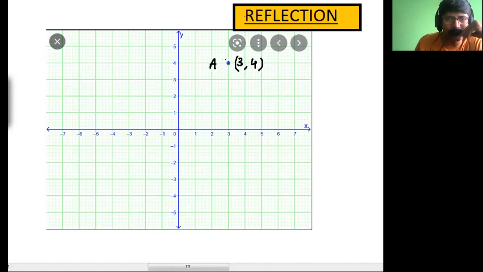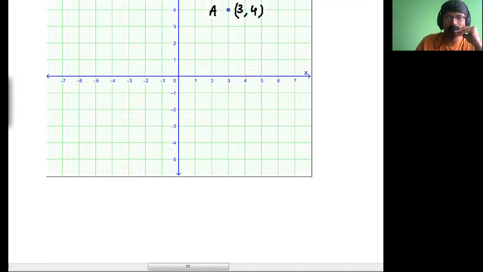Now when it reflects in, say, x-axis. So this is horizontal line x-axis and this is vertical line called as y-axis. Now if this point is reflecting under x-axis, means x-axis will become mirror line. What do you mean by mirror line? So you must have seen something like this in physics. This is called as mirror.